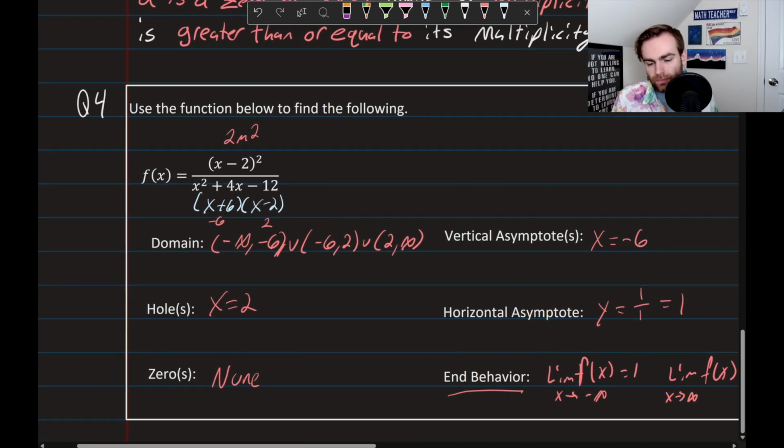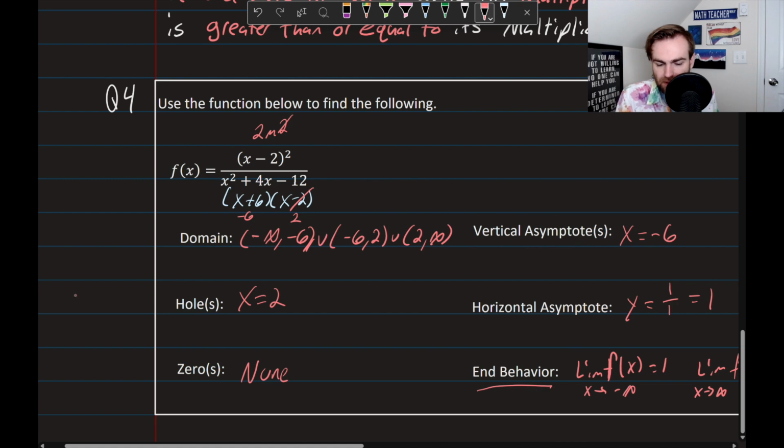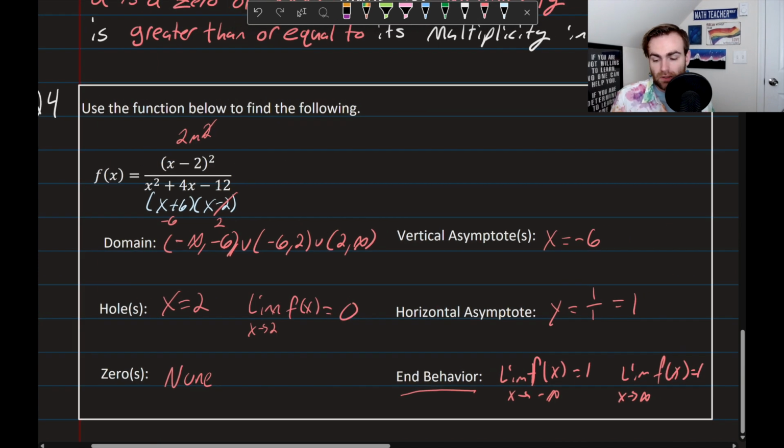So for the hole, if I cancel out one of the common factors, I would have the function x minus 2 over x plus 6. So the hole, if I plug in 2, would be 0 over 8. So the limit as x approaches 2 of f of x would be 0 over 8, or just 0.